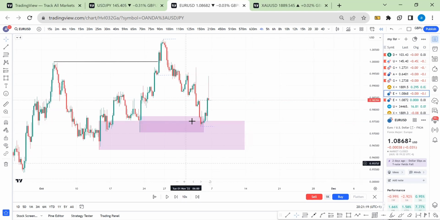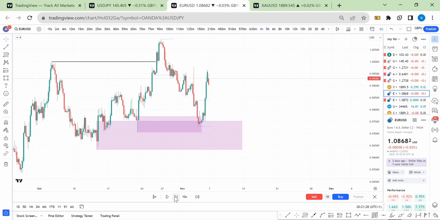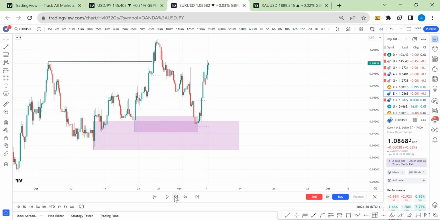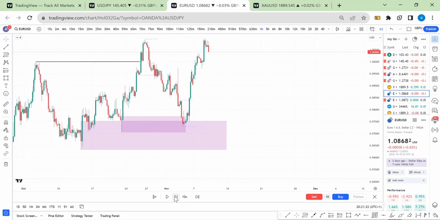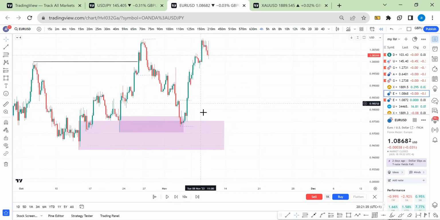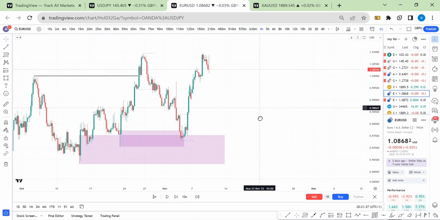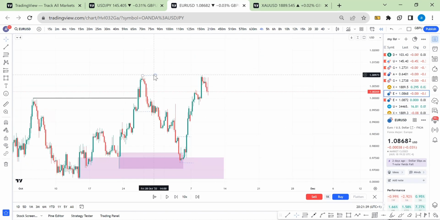Okay, so it broke to the upside. It never came back for entry. Okay, just push up. Let's see if we are going to be having a. This did not even come back at all for the entry here. Just push up directly. So, basically, this is it.